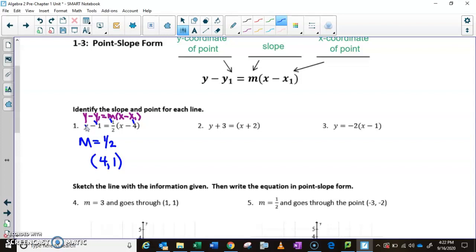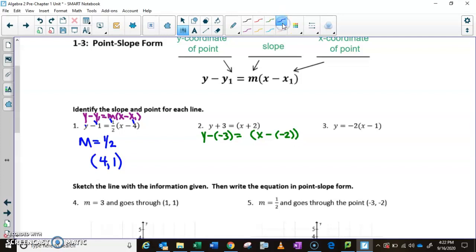y plus 3 is equal to the quantity x plus 2. Well, the first thing that I noticed for this one is I don't see minus signs. So it might be helpful to rewrite this equation with minus signs. If we remember back from middle school, y plus 3 is the same as y minus -3 is equal to x plus 2, which would be x minus -2. So if we break it apart into its pieces, it'll be much easier to identify my point.